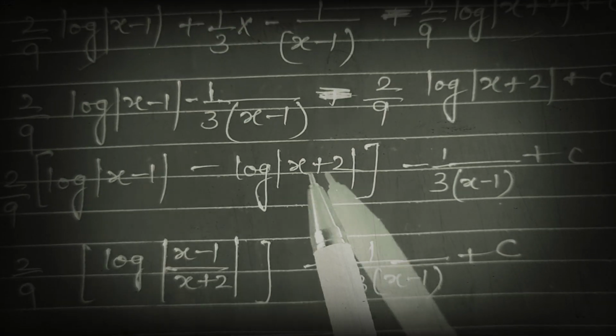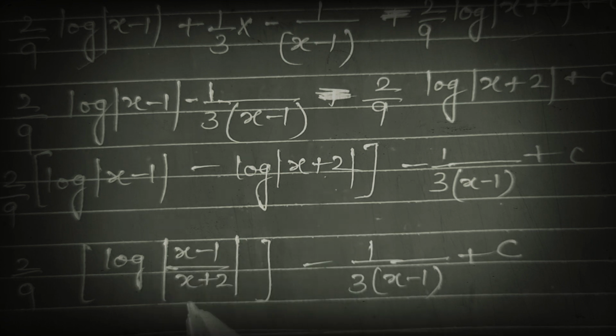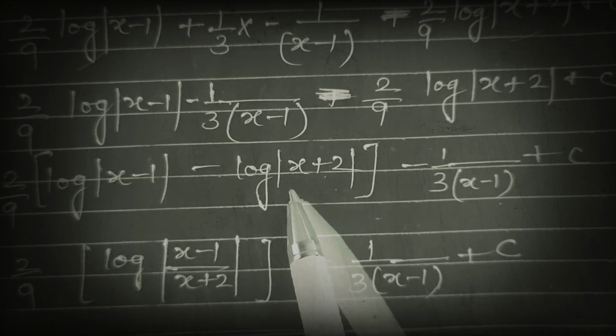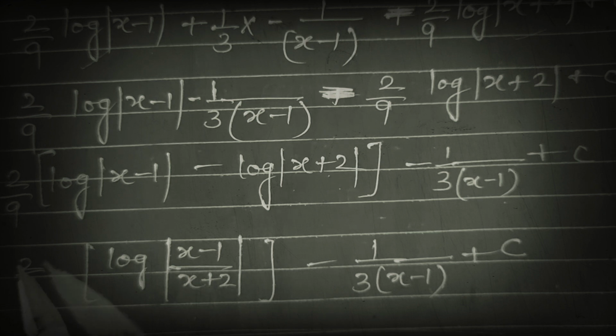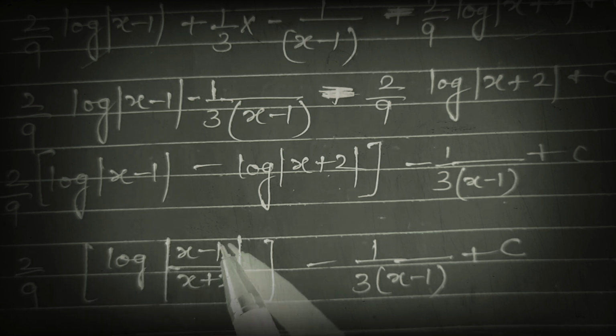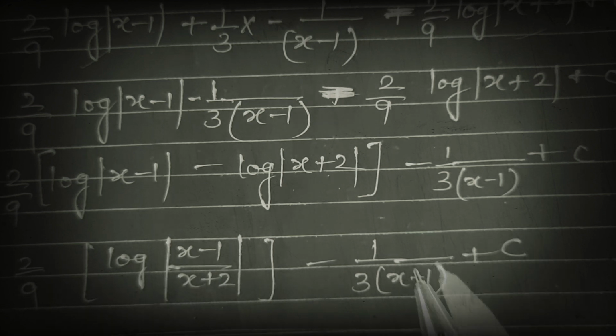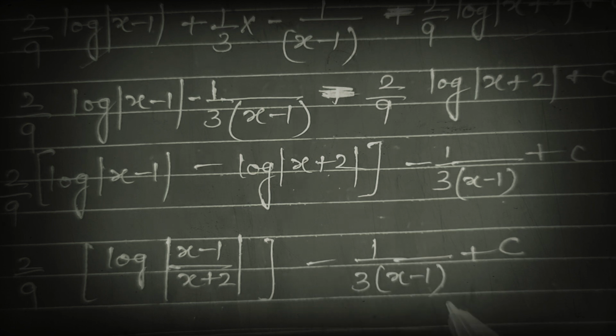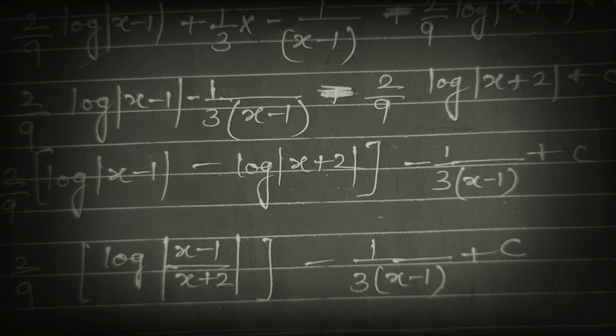It is log m minus log n, so we can write log m upon n. Log m minus log n we can write as log m upon n. So the answer is 2 by 9 log of x minus 1 upon x plus 2, minus 1 upon 3 times x minus 1, plus c. So this type of question we can do this way.